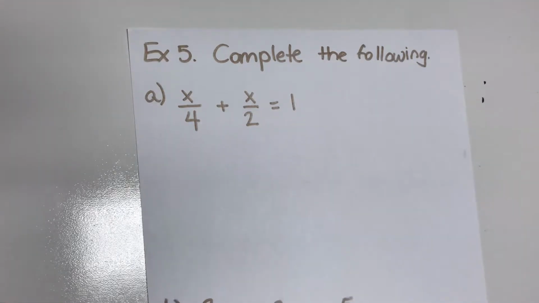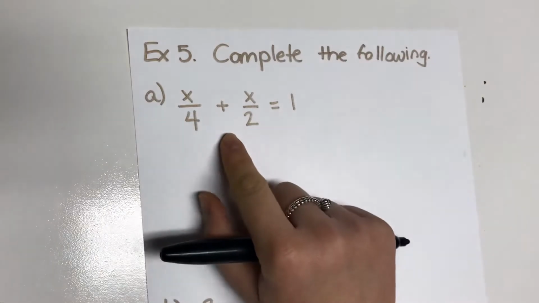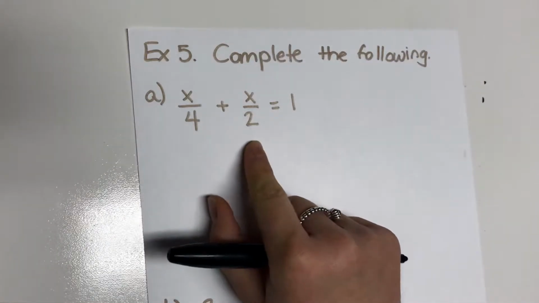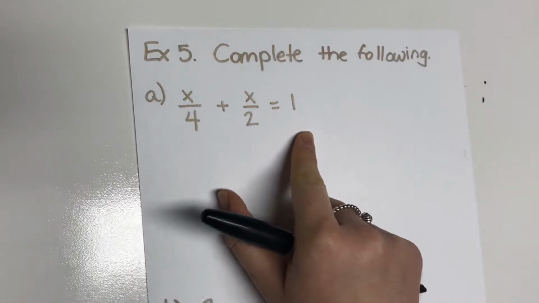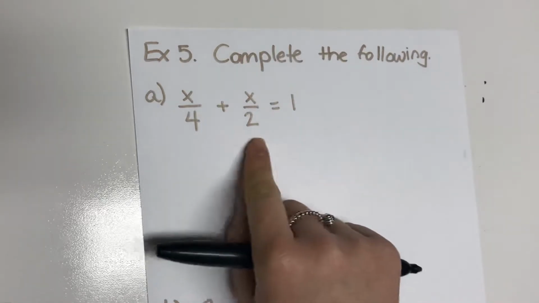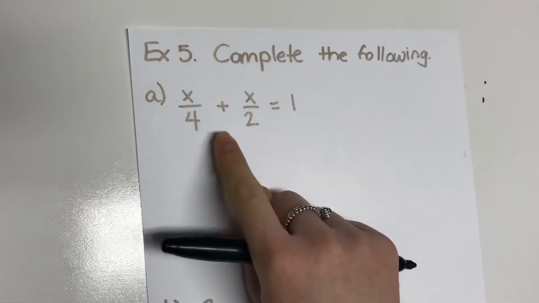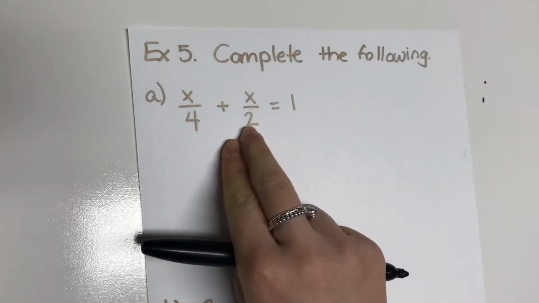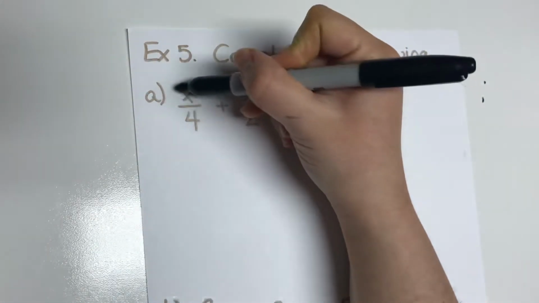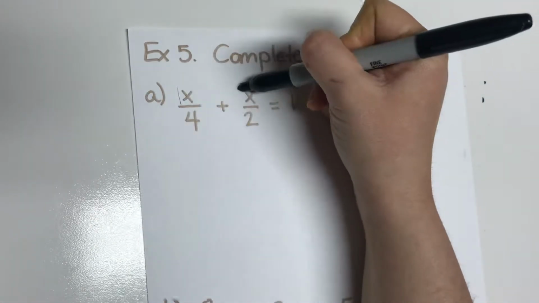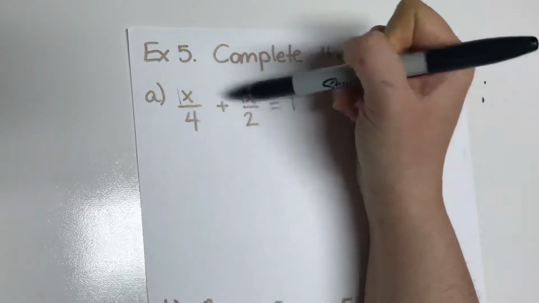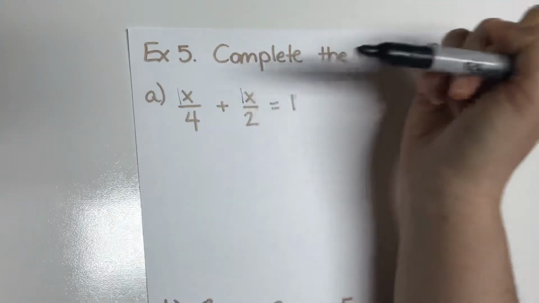When we apply work with fractions to these multi-step questions, there's actually two strategies to doing it. I'm going to show you both. So if I have x over 4 plus x over 2 is equal to 1, the first strategy is to treat these as fractions and to combine the like terms. So here the coefficient is 1. So here I have 1 over 4 plus 1 over 2.